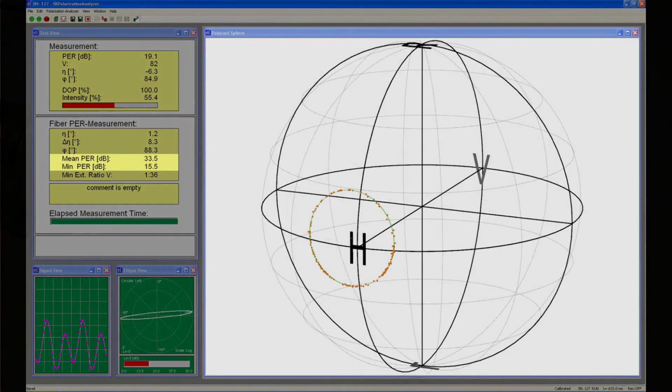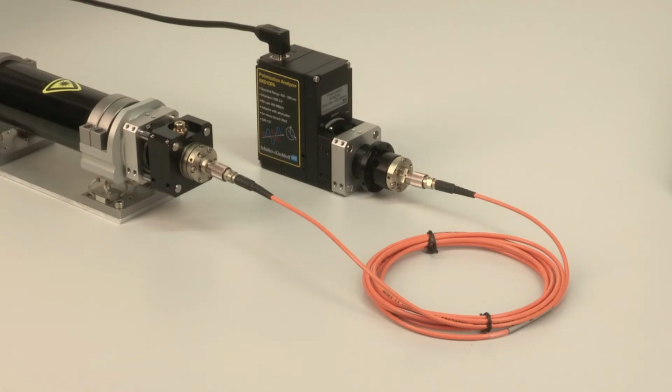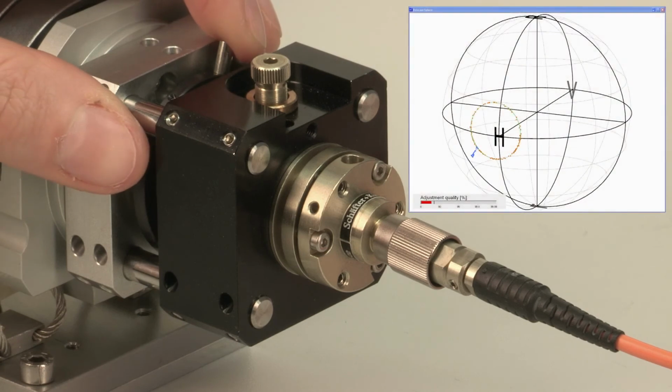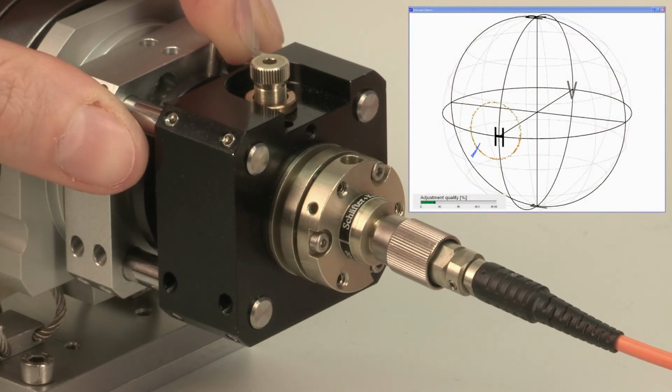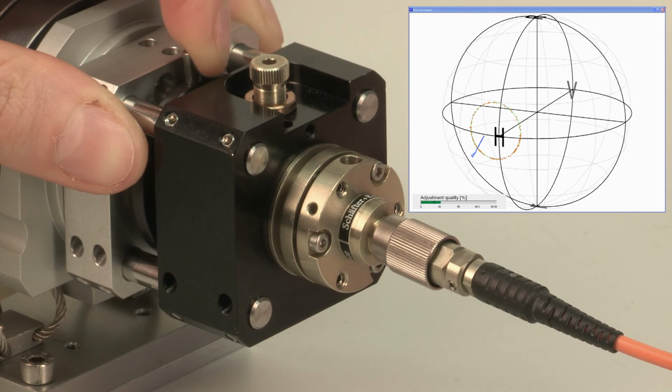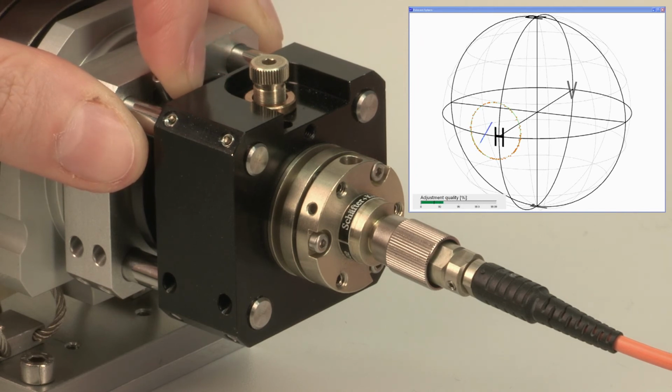The center of the data circle represents the mean polarization extinction ratio, PER. The radius of the data circle serves as a measure for the angular deviation between the fiber polarization axis and the polarization axis of the source. In the setup shown here, a half-wave plate is used to rotate the polarization direction of the incoming beam. The aim is to get the current polarization state as near to the center of the circle as possible.